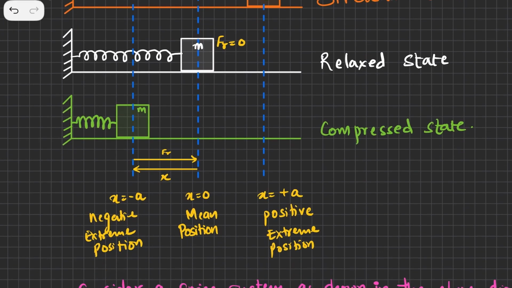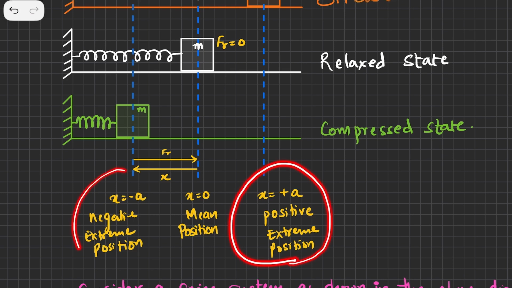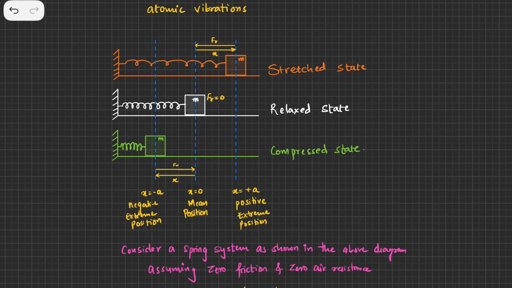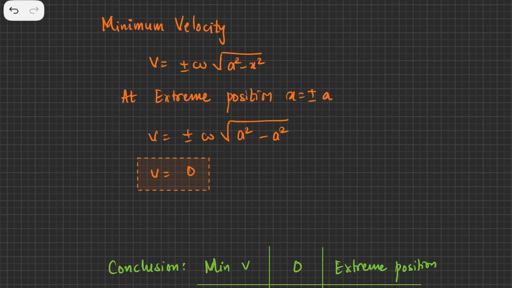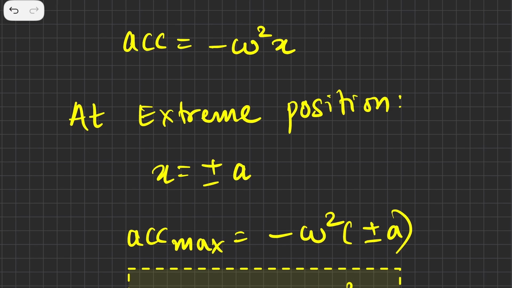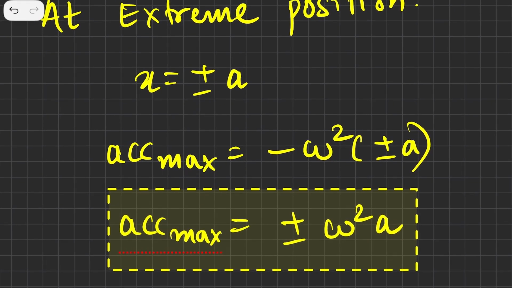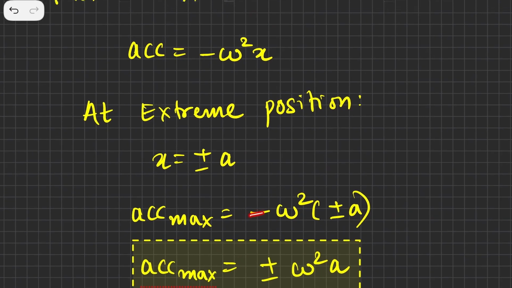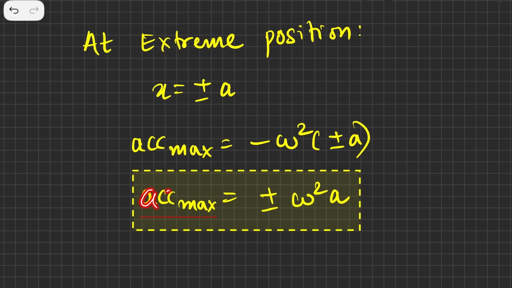And the second aspect which you should note is at positive extreme the value of x is plus a, or at negative extreme the value of x is minus a, and at mean position the value of x would be 0. Knowing this, we come back again to our maximum and minimum acceleration derivation. So x is equal to plus minus a. If I put that value over here, I will get minus omega square into plus minus a. So that will give me maximum acceleration as plus minus omega square a.